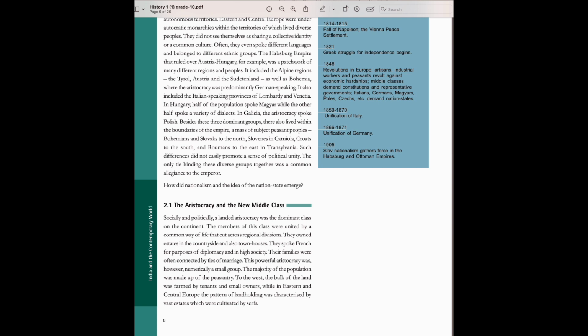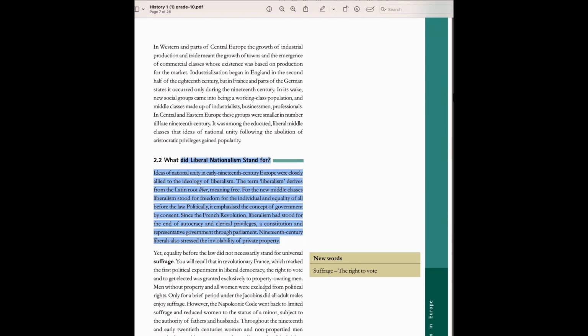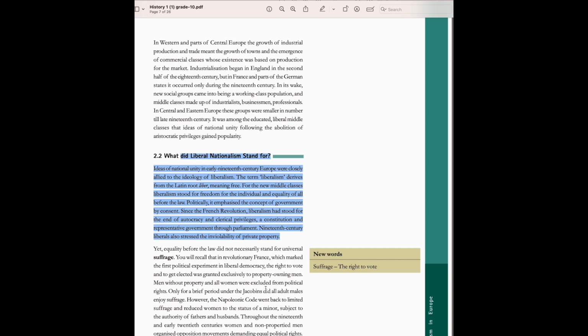This powerful aristocracy was, however, numerically a small group. The majority of the population was made up of the peasantry. To the west, the bulk of the land was farmed by tenants and small owners, while in Eastern and Central Europe, the pattern of landholding was characterized by vast estates which were cultivated by serfs. In Western and parts of Central Europe, the growth of industrial production and trade meant the growth of towns and the emergence of commercial classes whose existence was based on production for the market.